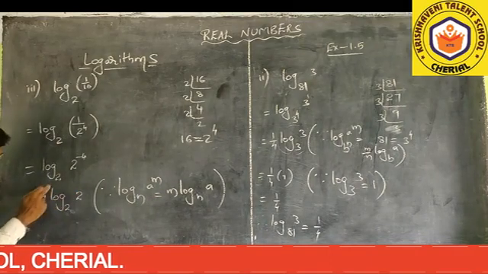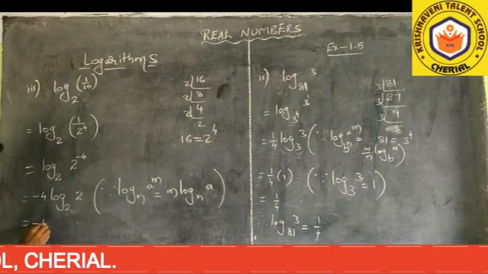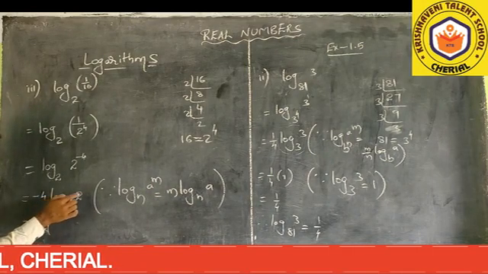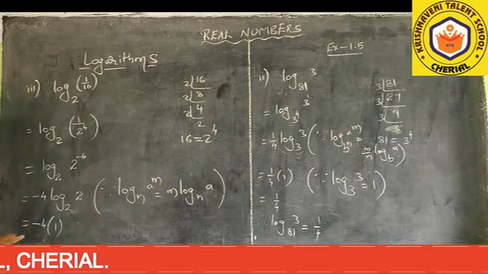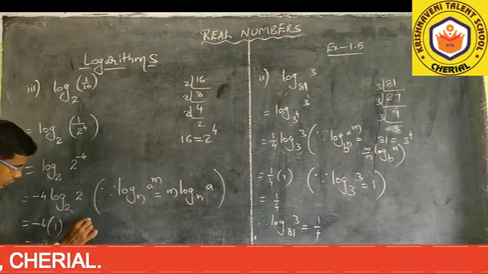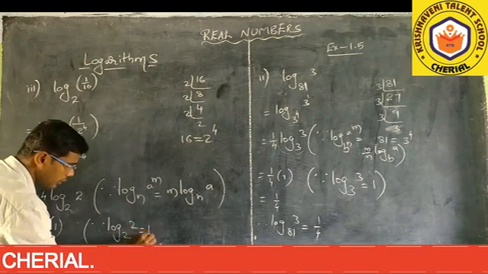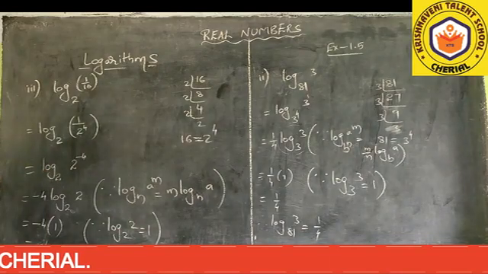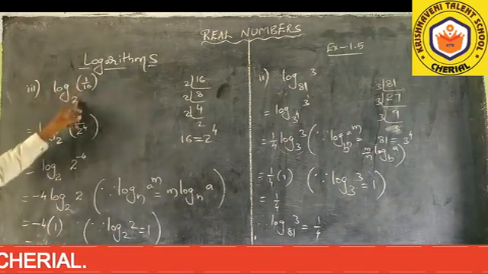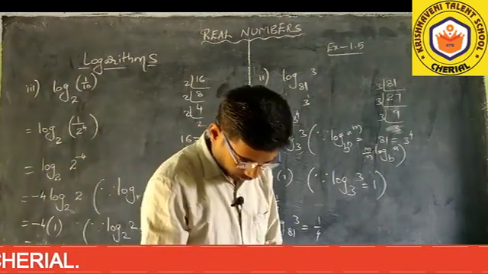Now we observe, the number and the base are both the same. Whenever the log number and the base are the same, its value is 1. So minus 4 into 1 equals minus 4. Since log 2 to the base 2 value is 1, therefore log 1 by 16 to the base 2 value is minus 4.